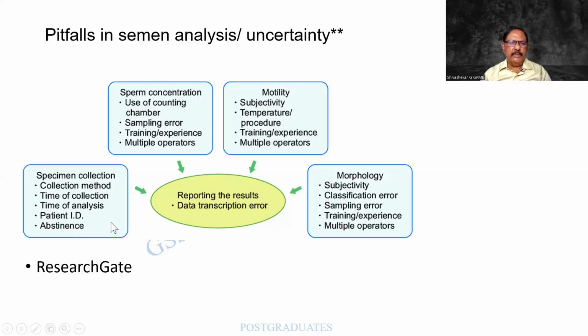And checking for the abstinence, for example, ID, almost all the things that you follow in your automated hematology laboratory can be followed over here. Motility and the other things should be checked and signed by the competent pathologist.